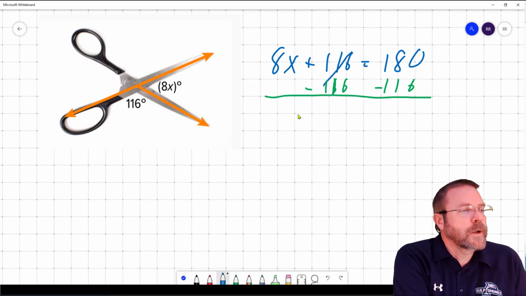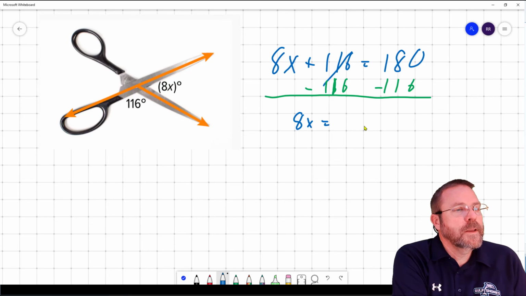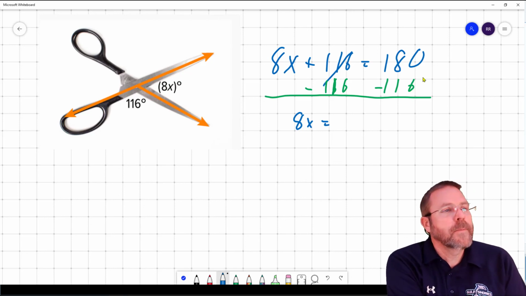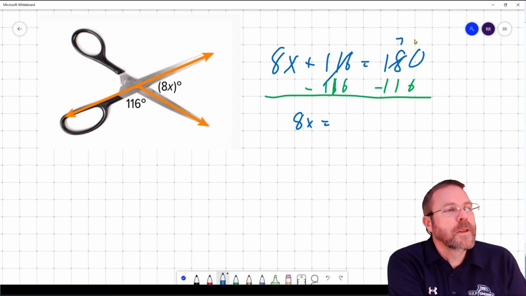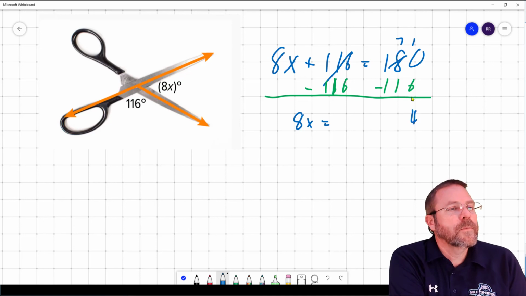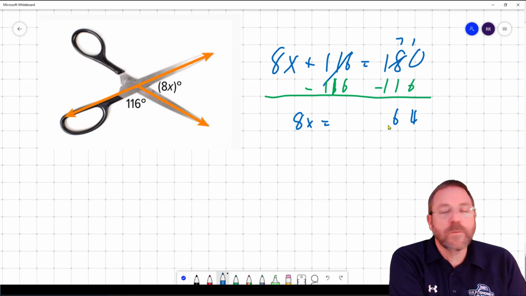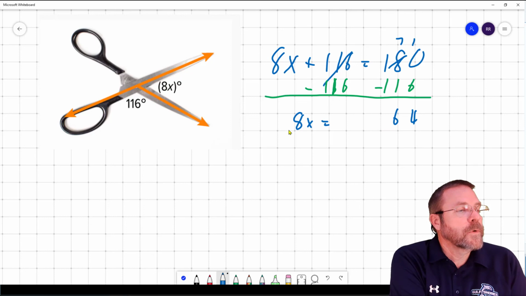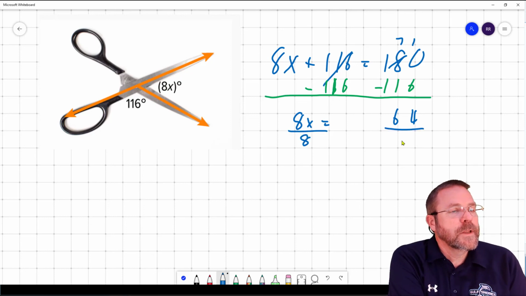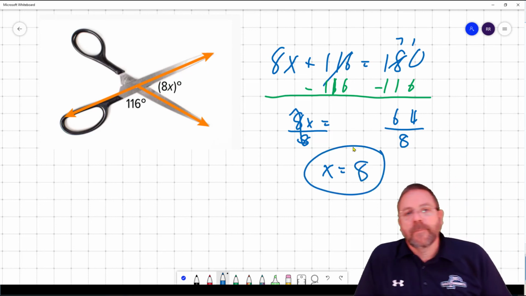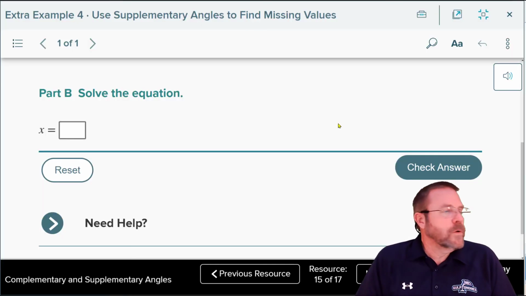These are going to zero out, leaving 8x is going to equal 180 minus 116. Do some borrowing. That's going to give me a 4. 7 minus 1 is going to give me a 6. And then that 1 is going to zero each other out. So 8x is equal to 64. Then we're going to undo multiplication and division by dividing by 8 on both sides. And that, of course, is going to leave x is equal to 8. So 8 is going to be the unknown measure.